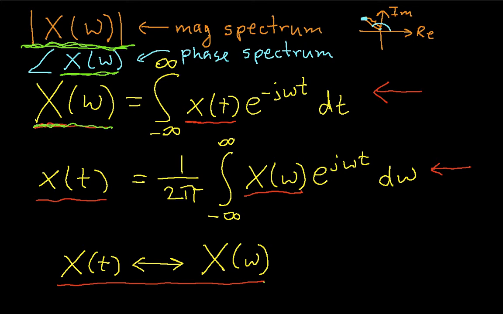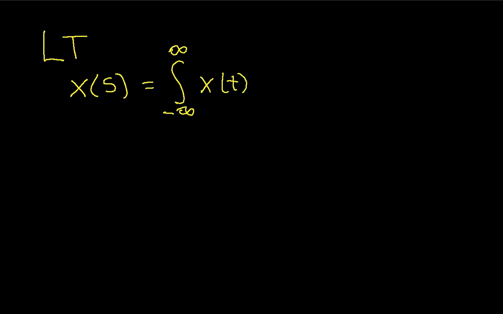So the next thing to discuss is that the Fourier transform, as we've just described it, is very closely related to the Laplace transform. So the Laplace transform has a definition that looks like this. X of s is the integral from minus infinity to infinity of x of t e to the minus st dt. This is the bilateral Laplace transform.